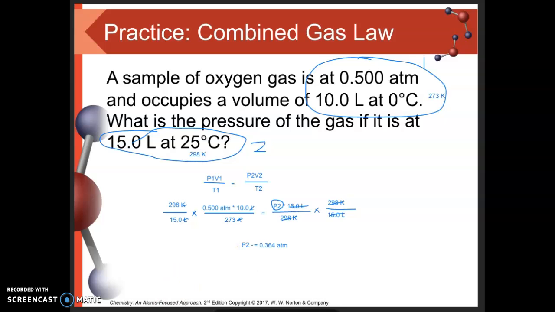And so that's where we'll stop for this particular video. In the next video, we'll talk about one final gas law, and that is the ideal gas law, where we aren't looking so much at when things change, but when we need to examine all four parameters at the same time.